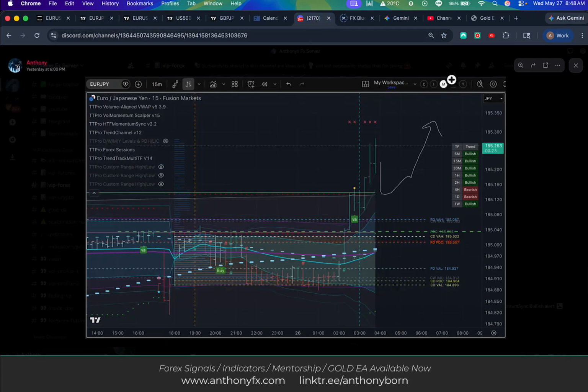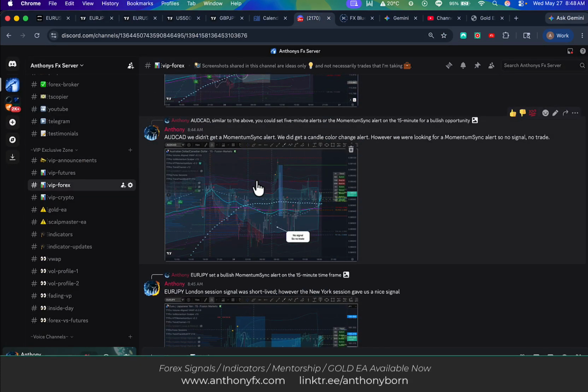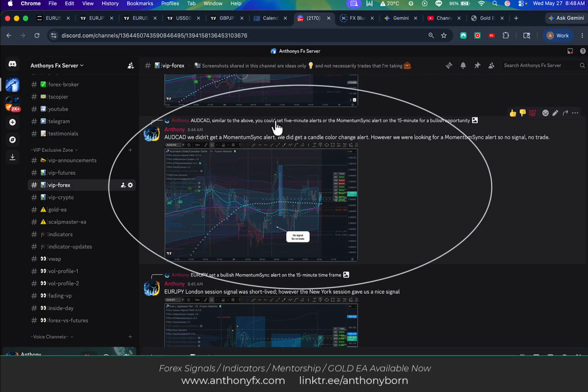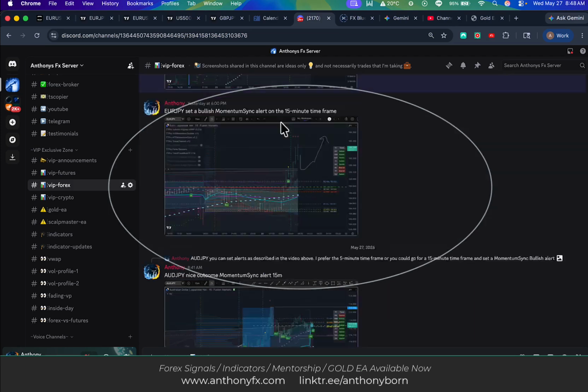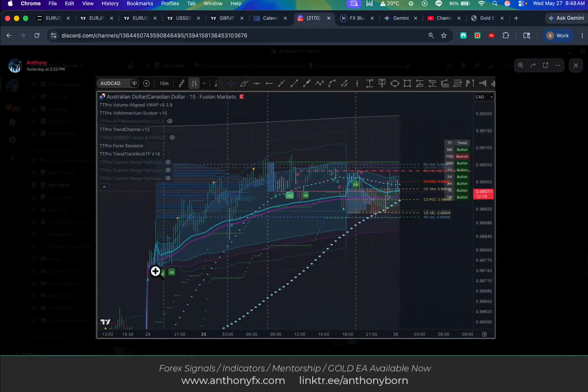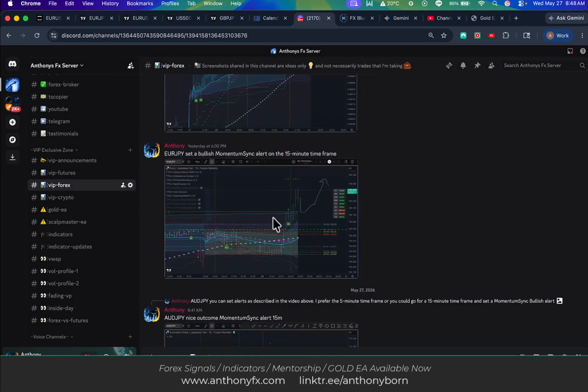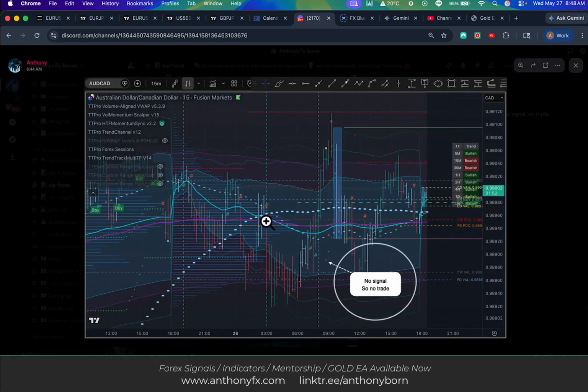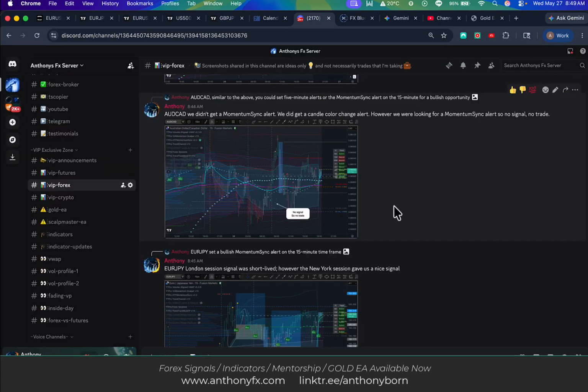The other one was Aussie CAD. Similar, we're just looking for a momentum sync alert. So that was the idea, looking for a bullish momentum sync alert. And then the outcome: no signal, no trade. It's as easy as that, guys. So that one, we'll let go.